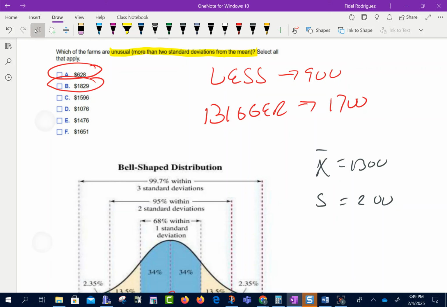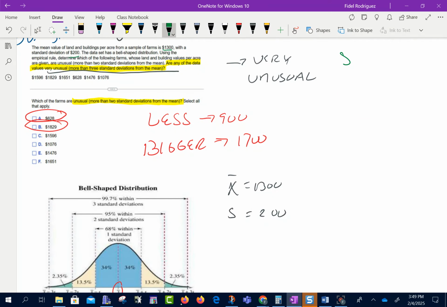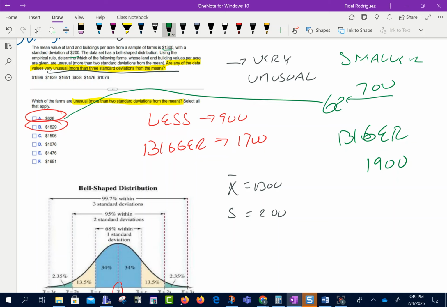So let's see. Smaller than 700, bigger than 1900. Well, the only number that's smaller than 700, y'all, is 628, but there were no numbers that were bigger than 1900, okay? And that's the last part of 2.4.